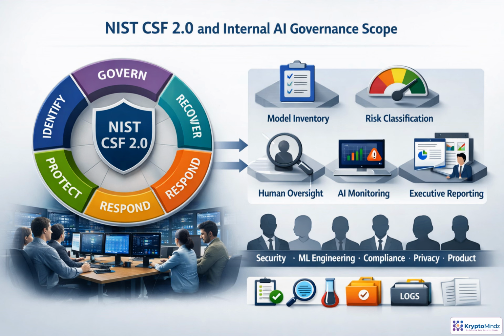Think of NIST CSF 2.0 as the organizing backbone for the capstone system. Its 6 functions translate cybersecurity work into a governance operating model: what must be governed, identified, protected, detected, responded to, and recovered. Internal AI governance then makes that model specific to the organization through inventories, risk tiers, approvals, oversight, monitoring, and reporting. The key is ownership and evidence. Every control should have a responsible team and a record that proves it is working.